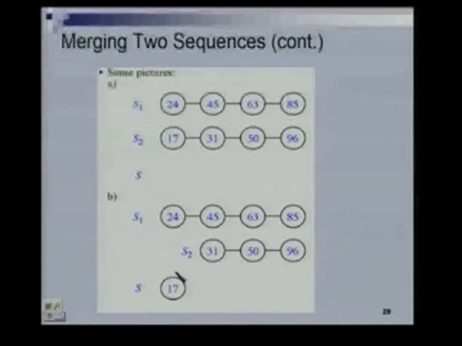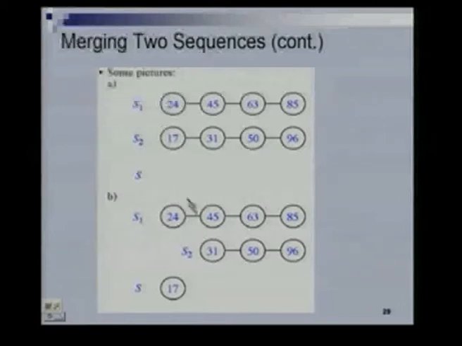So, it is clear that the resulting sorted sequence, which is S, has as its first element 17, right, and then I can strike away 17 from here, because I have removed it and I have put it here. And so, now I have to just merge these 2 sequences, and append them to this sequence that I am constructing.